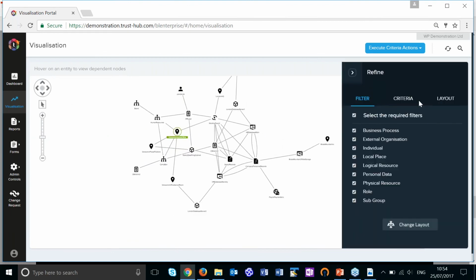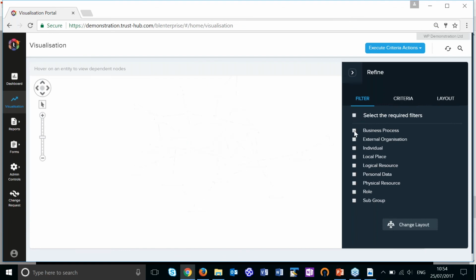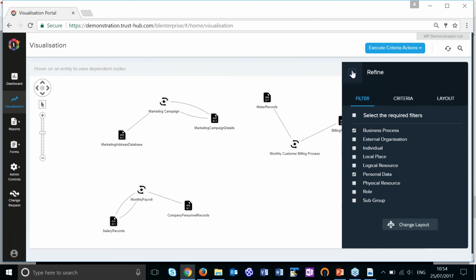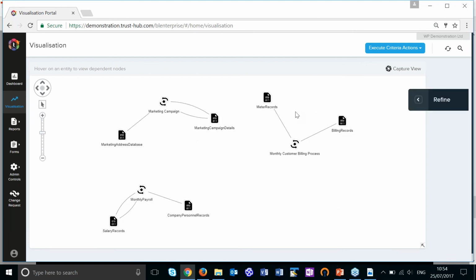So we need to be able to refine this. So actually, if we decide we just want to look at the business processes and the personal data that are within this organization, suddenly it gets a bit clearer. Actually, this business has got 3 processes. It's got a monthly customer billing process, a marketing campaign process, and a monthly payroll process, each of which either generate data in or use data in a number of data stores. So actually, it's not that complicated.